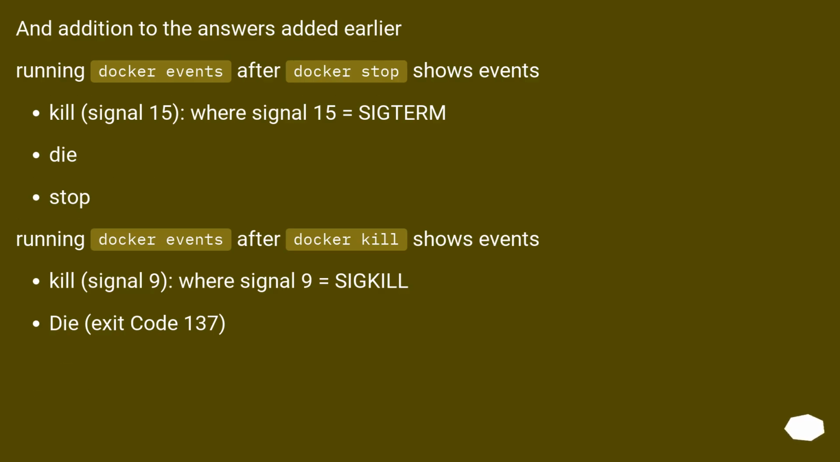In addition to the answers added earlier. Running docker events after docker stop shows events: kill, signal 15, where signal 15 equals SIGTERM; die; stop. Running docker events after docker kill shows events: kill, signal 9, where signal 9 equals SIGKILL; die, exit code 137.